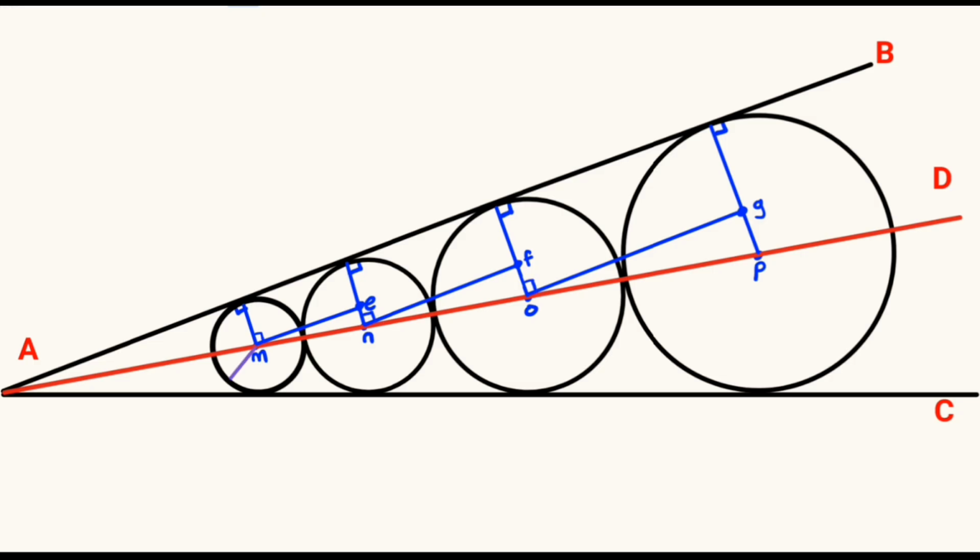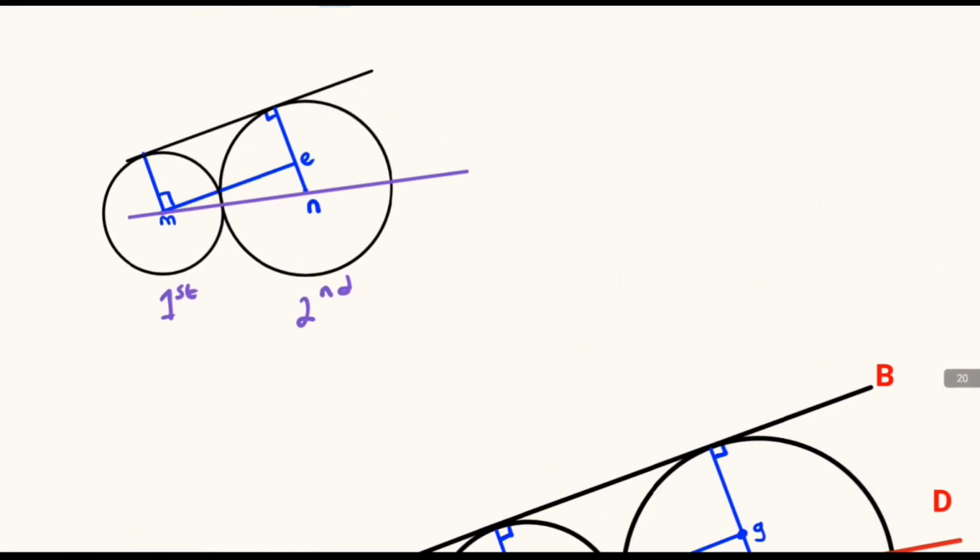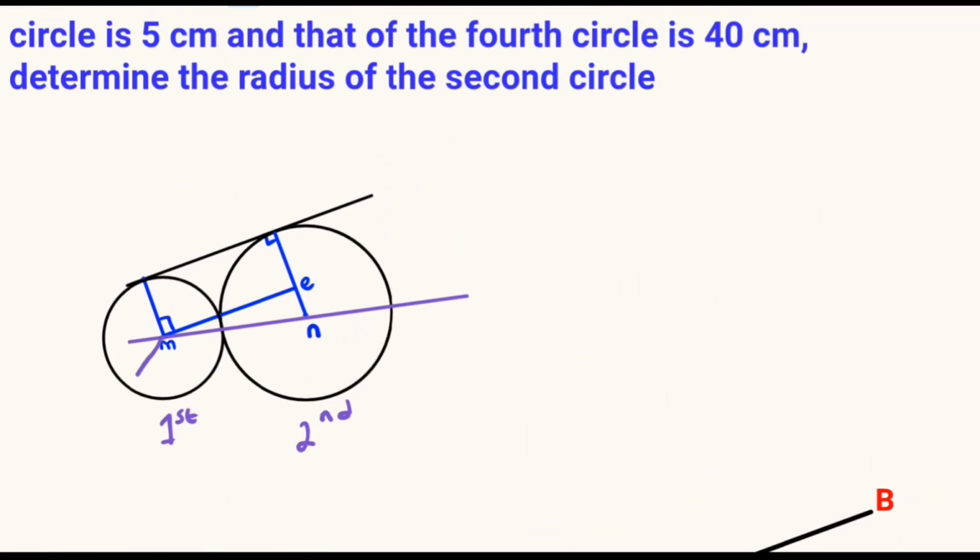We were given the radius of the first circle as equal to 5, but we are not given the radius of the second circle, so we call the radius of the second circle Q, and the radius of the third circle we denote with the letter R, and we are given the radius of the last circle as equal to 40 centimeters. We isolate the first and the second circle, so the first circle we had radius 5 and the second circle radius Q.